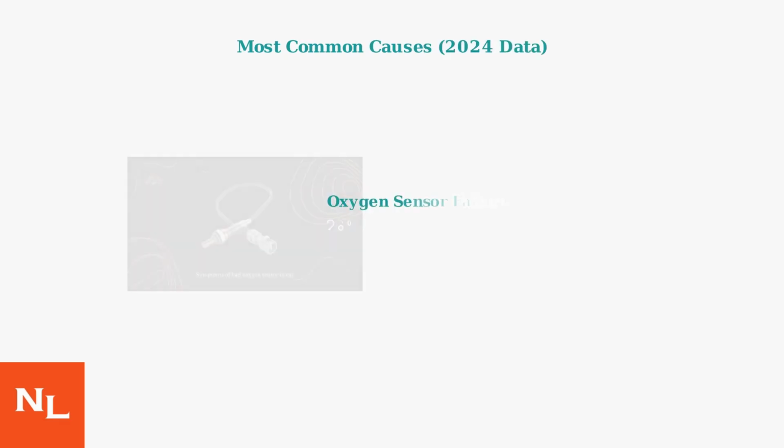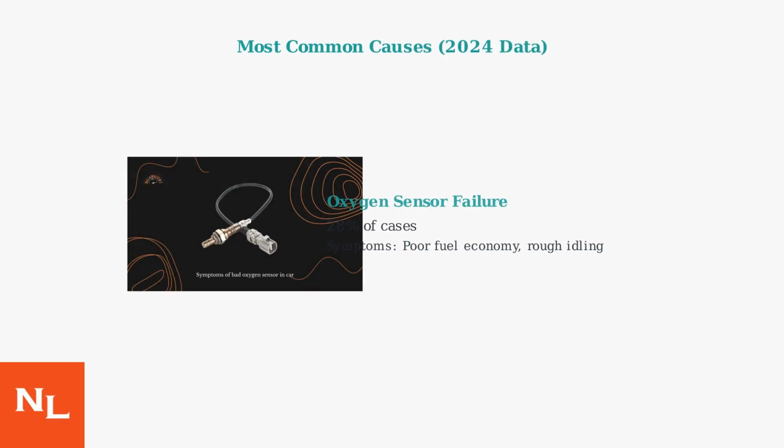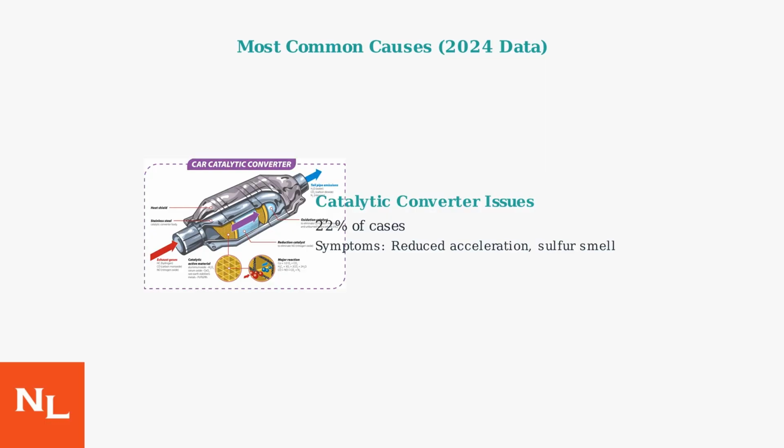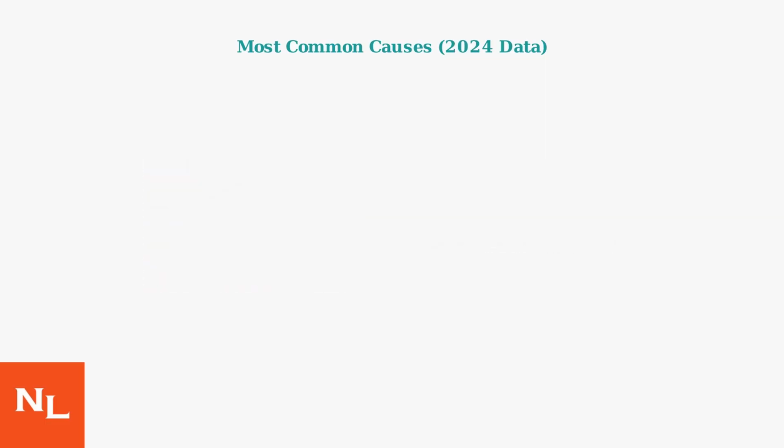Based on 2024 automotive repair data, the most common cause is oxygen sensor failure, accounting for 28% of all check engine light cases. Catalytic converter issues are the second most common cause at 22%, often resulting in reduced acceleration and a sulfur smell from the exhaust.